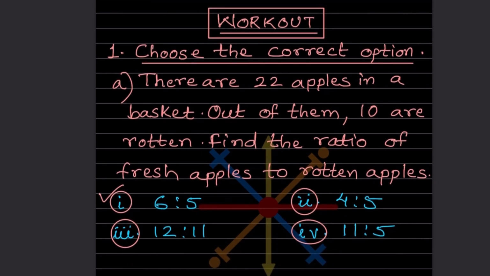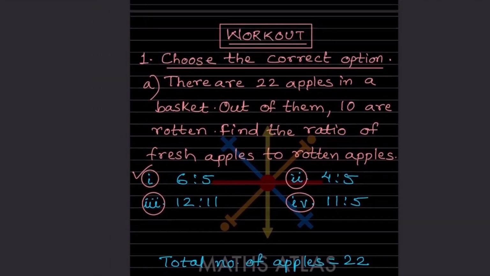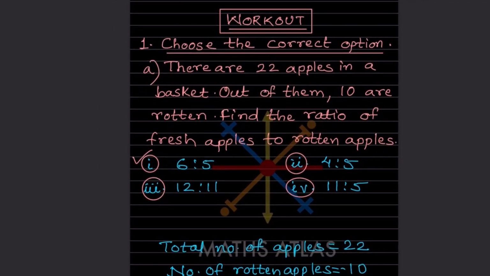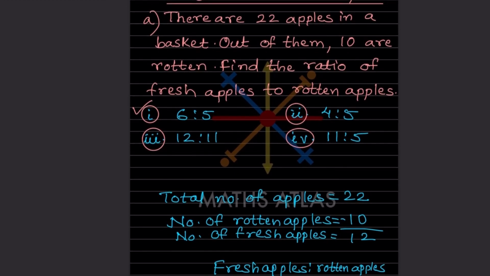So now look at here. Here this says choose the correct option, and there are 22 apples in a basket. Out of them, 10 are rotten. Find the ratio of fresh apples to rotten apples. Now, whenever they give choose the correct option, we cannot write directly. We have to solve many of the questions, and then only get to the final conclusion. So now, what is given here? 22 apples are there. So total number of apples is 22. Out of that, 10 are rotten. So 22 are there. Out of that, 10 are rotten means how many apples are fresh? Fresh ones are 12. When you subtract 22 minus 10, you get 12.